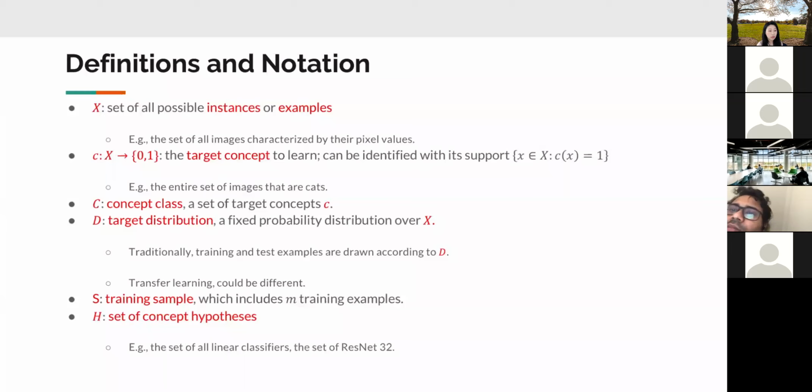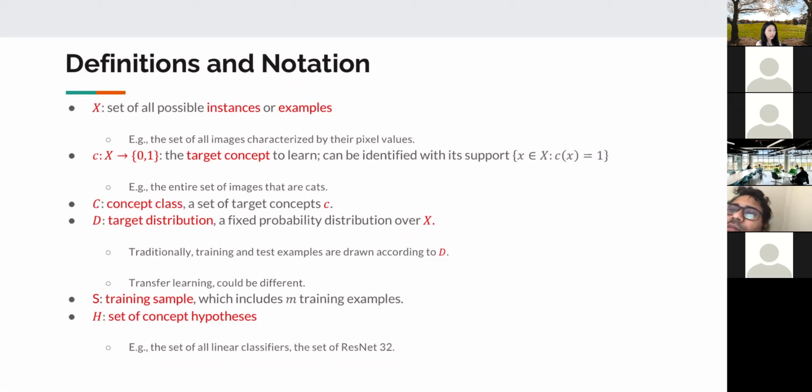So Laura is asking, is S a subset of X? Yes, so X is the entire input space, right? So S is basically M independent, usually IID, samples from the underlying distribution D. It will be a subset of capital X. Yes, you're right. Okay, so going back to the set of concept hypotheses, do we have another question?